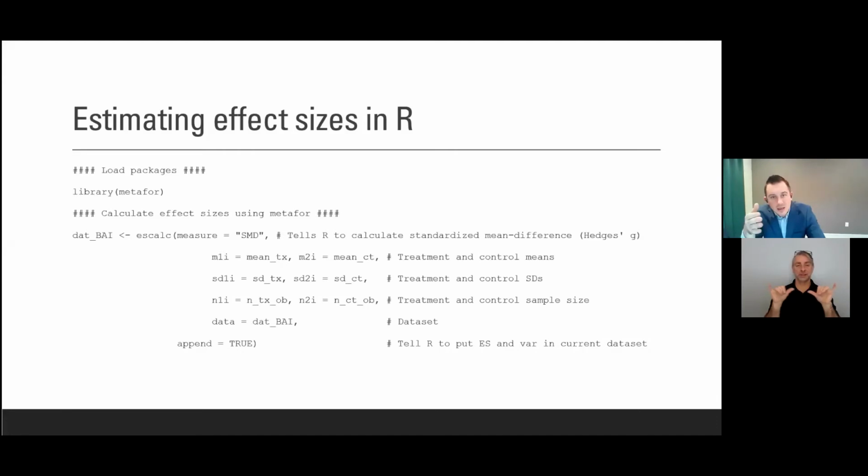And then data equals says what data set should I be looking at. And then append equals TRUE says, should the metafor package put two more columns on the end of your data set that represent the effect size and the standard error? When you say append equals TRUE, it'll put those two columns at the end of the data set for you. And that's it.